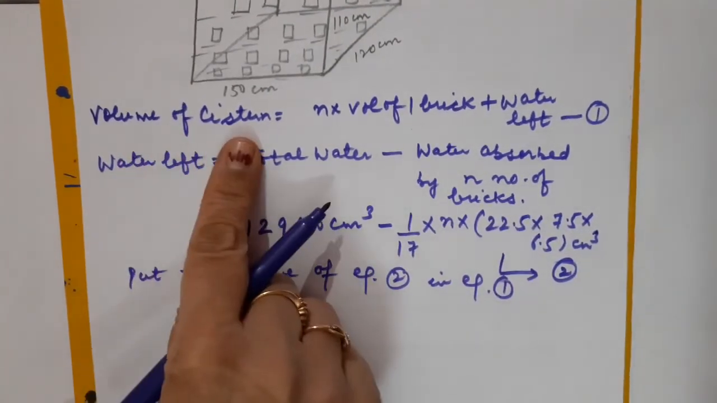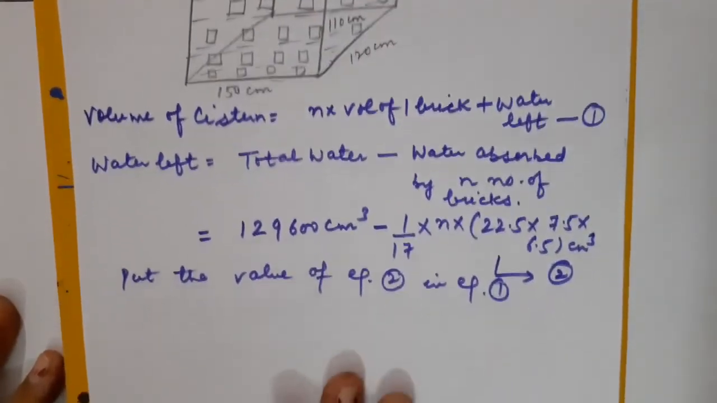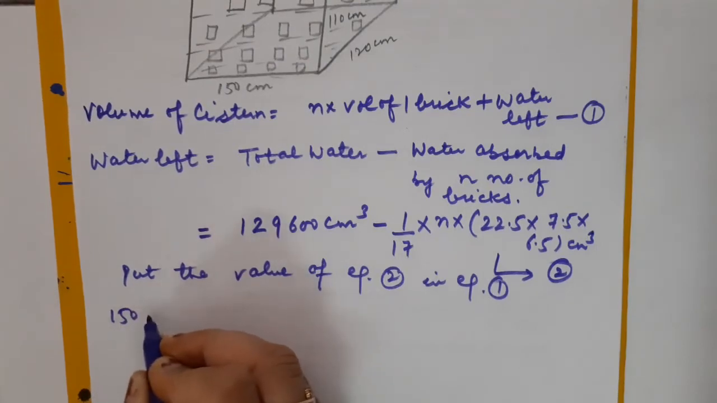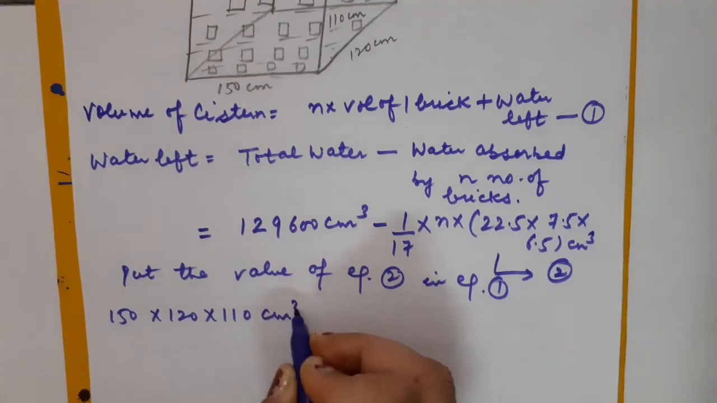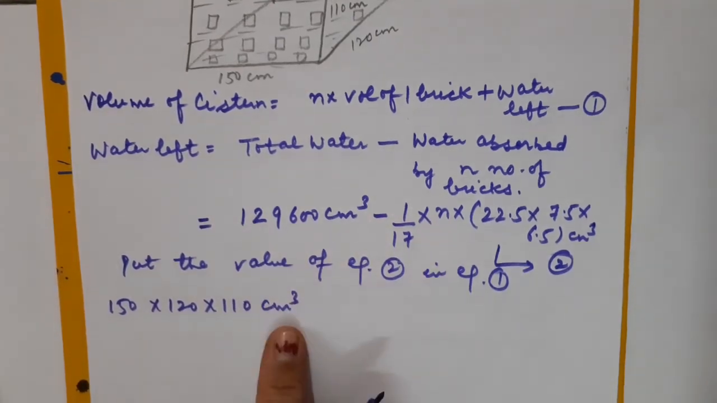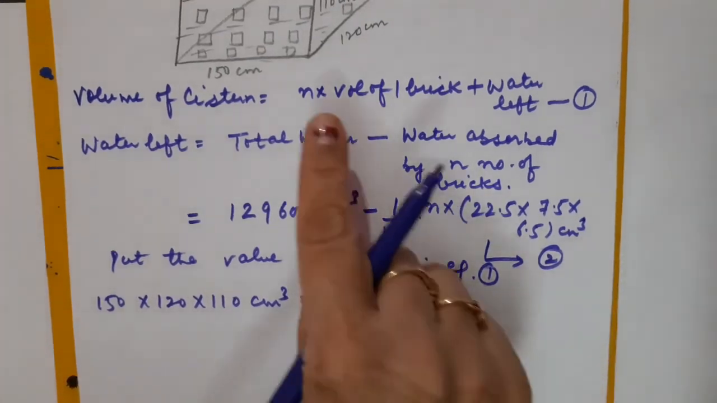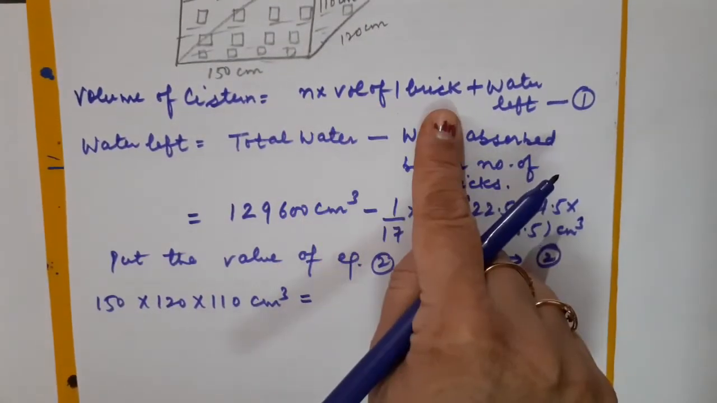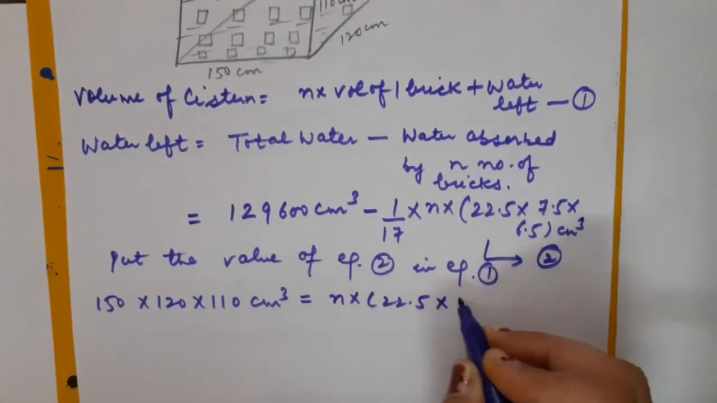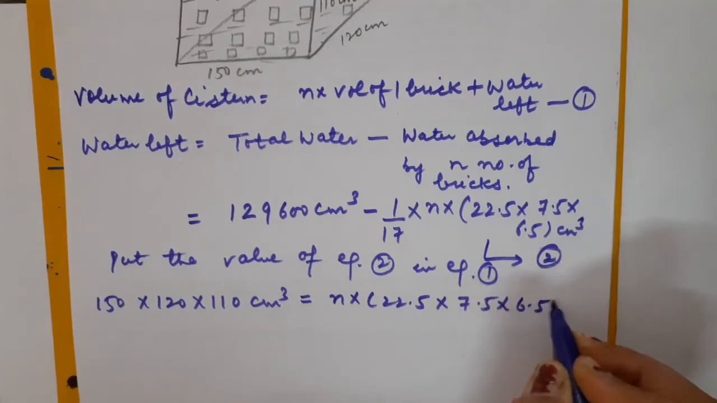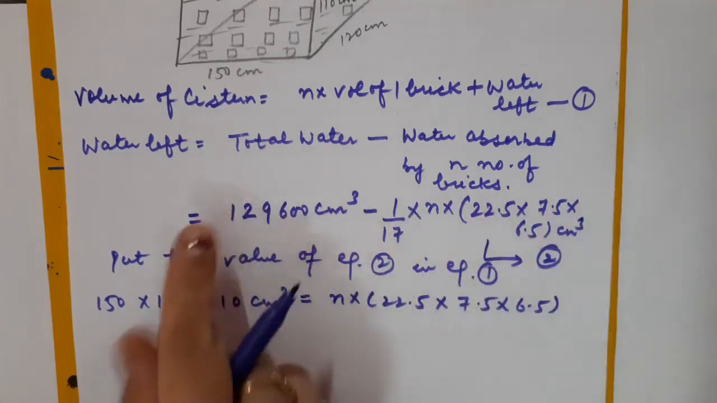So let us talk about the volume of the cistern also. As we know that the length, breadth and height are given, it must be equal to 150 centimeter into 120 centimeter into 110 centimeter, or overall I can say their product in cubic centimeters is equal to. Now this is n into the volume of one brick. N into the volume of one brick will be 22.5 into 7.5 into 6.5. Correct?